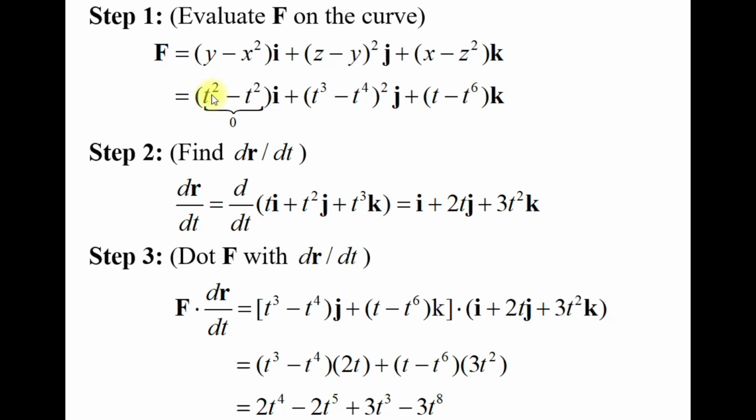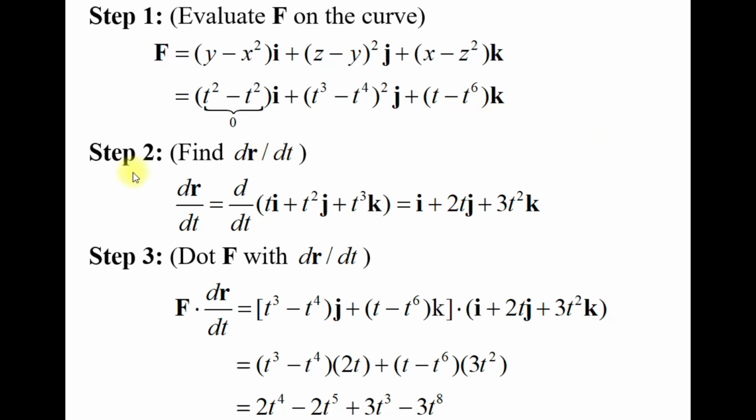So y minus x squared gives t squared minus t squared, which is 0, so this is 0i. Then z is t cubed and y squared is t raised to 4, so this whole term is (t cubed minus t to the 4) j, plus (t minus z squared), where z squared is t raised to 6, k.